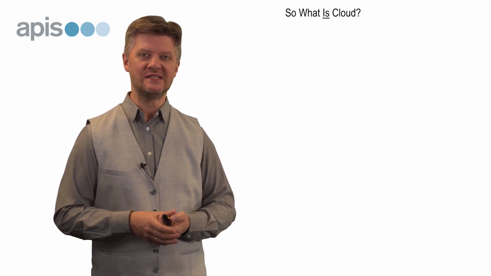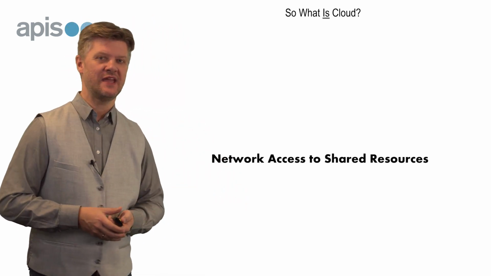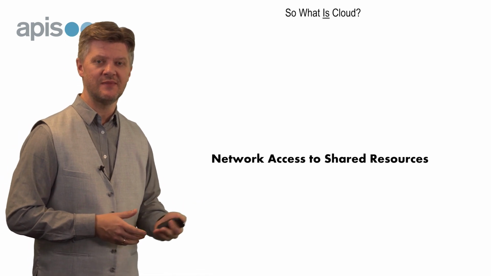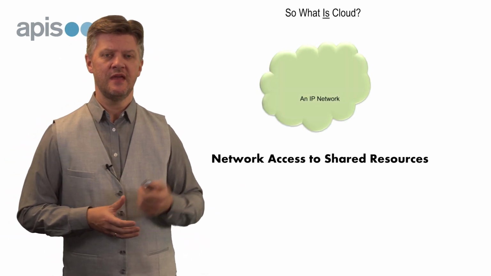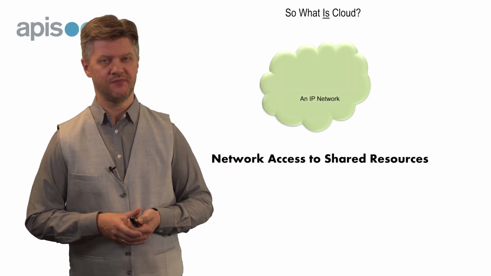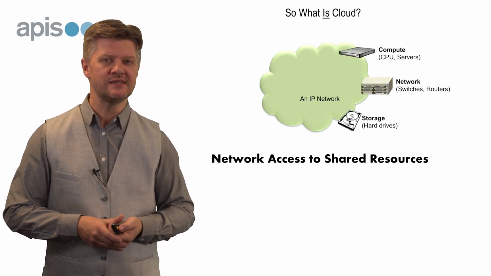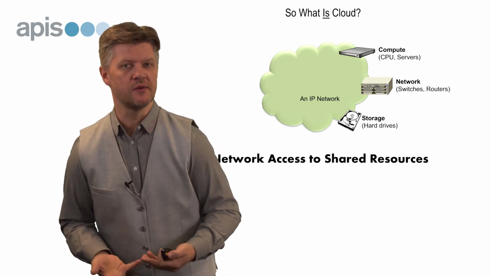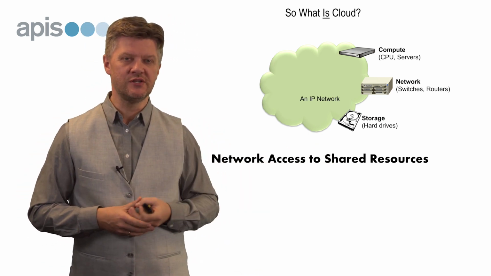So we do have a suggestion for you, which works pretty well. Cloud is network access to shared resources. So there are two elements here, network access and shared resources, and they are equally important. If we have a network here, let's say an IP network, because that seems reasonable, and we have connected to this network resources, and the typical resources that we constantly talk about in cloud technology are compute, network, and storage.